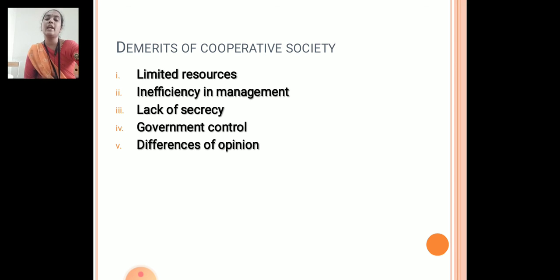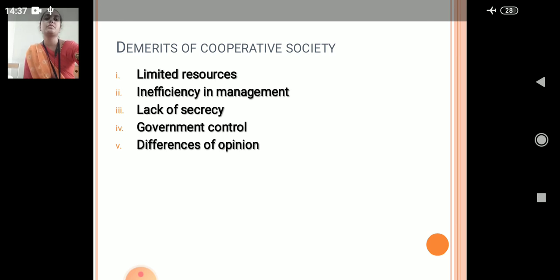If personal gain is given preference by certain members, then it will not be for the welfare motive, which is the main motto of forming this cooperative society. So that was about the demerits of cooperative society.